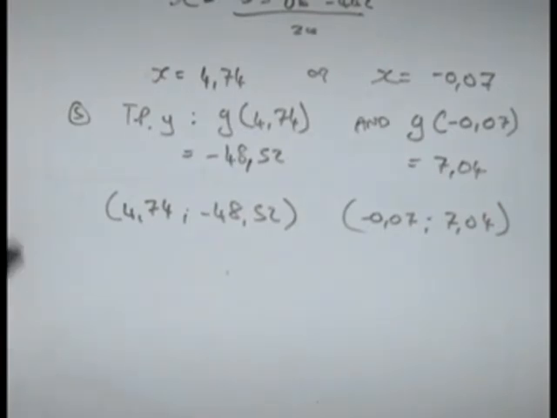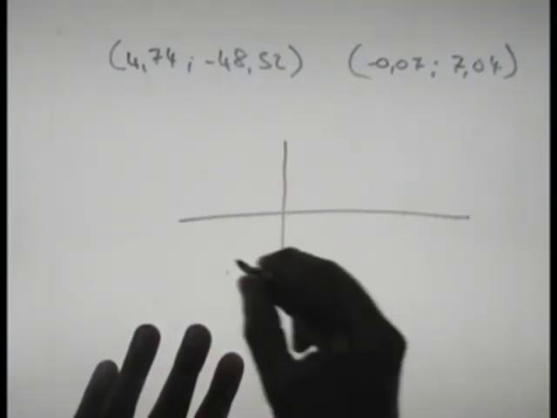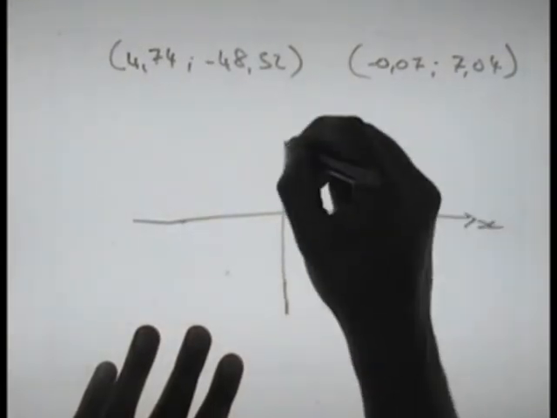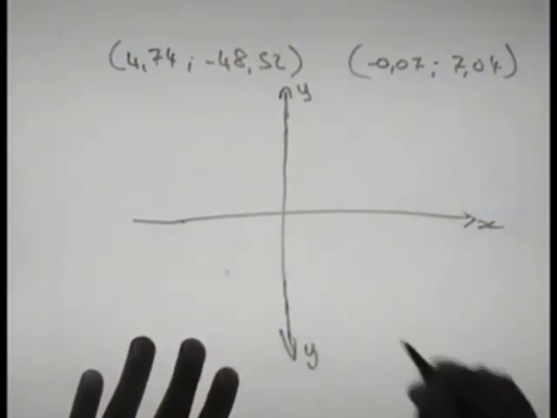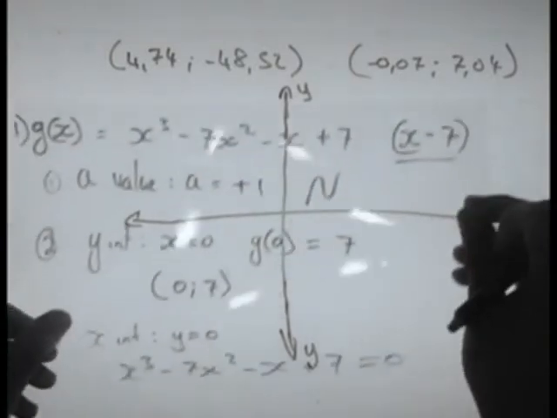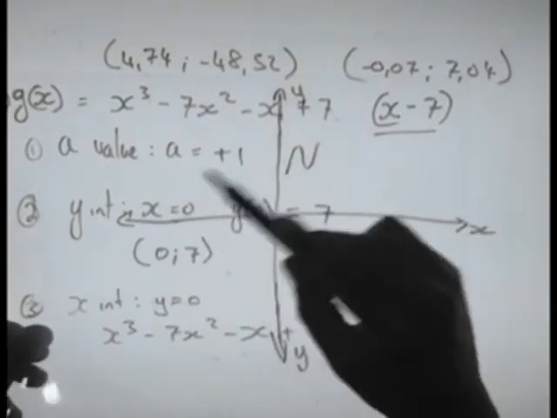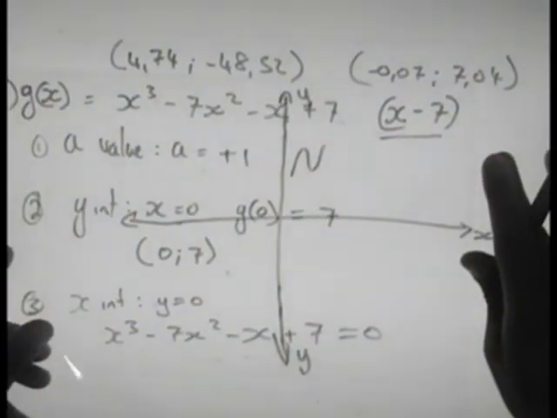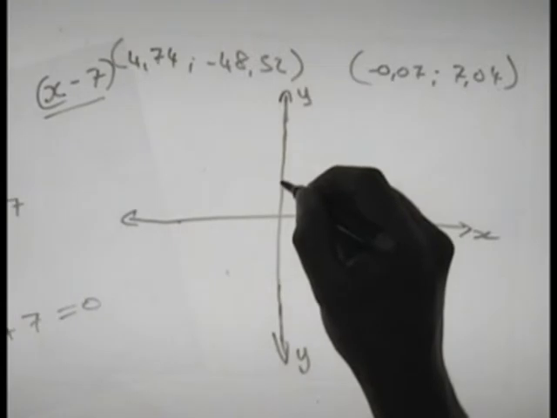Step 6, we sketch it. Let us look at the sketching of this graph. Our x-axis, that's our y-axis, which is going to go very high and very low. Notice again that I am not doing a very accurate graph. That doesn't matter. Alright, step 1, we looked at our a value. Keep in mind that it's going to be shaped as an N. Step 2, the y-intercept. Let's put that in. The y-intercept happens at positive 7. I'm going to put that in over here.